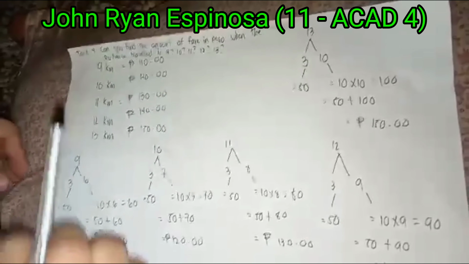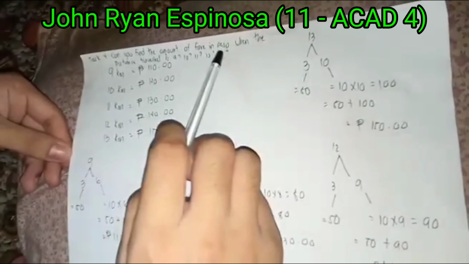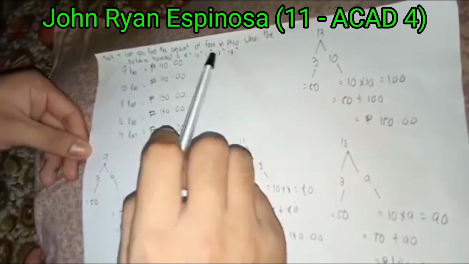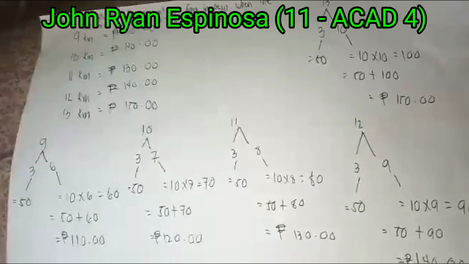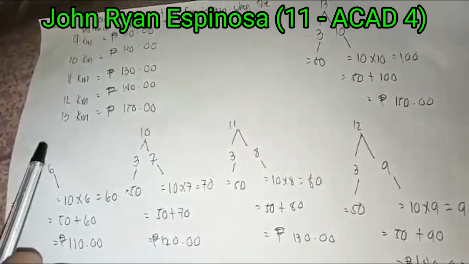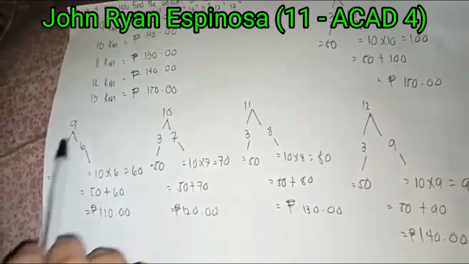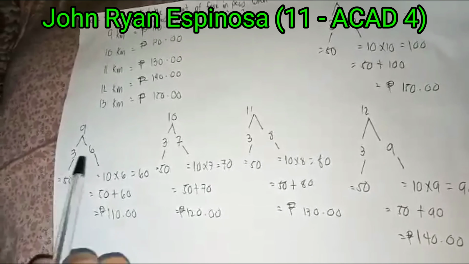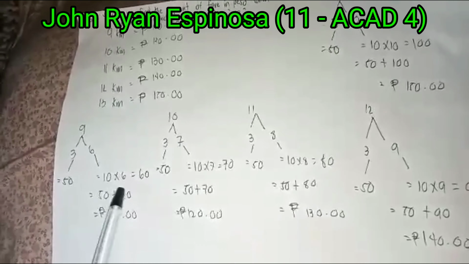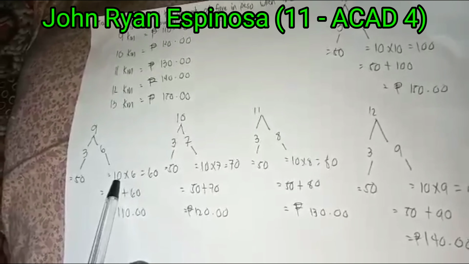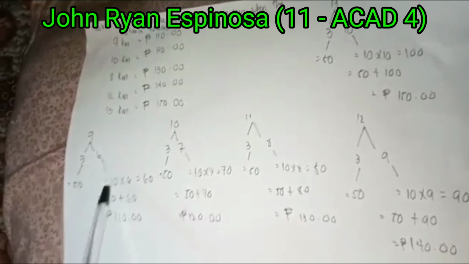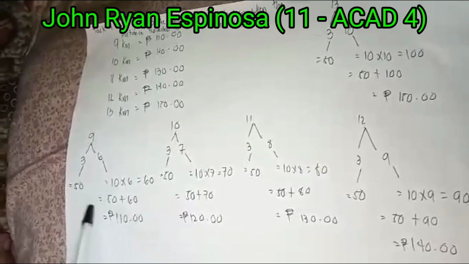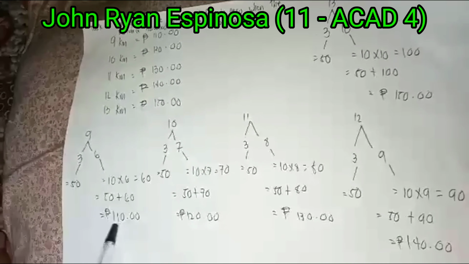Our task is to find the value of the amount of fare in pesos when the distance traveled is 9 km, 10 km, 11 km, 12 km, and 13 km. So, to find the value of 9 km, hatiin muna natin yung 3 dahil yung 3 km ay fixed na 50 pesos. Then, yung 6 ay i-multiply natin sa 10 kasi ang sobrang kilometer ay nagkakahalaga ng 10 pesos. So, 10 times 6 equals 60. Then, add 60 and 50. So, 50 plus 60 equals 110 pesos.